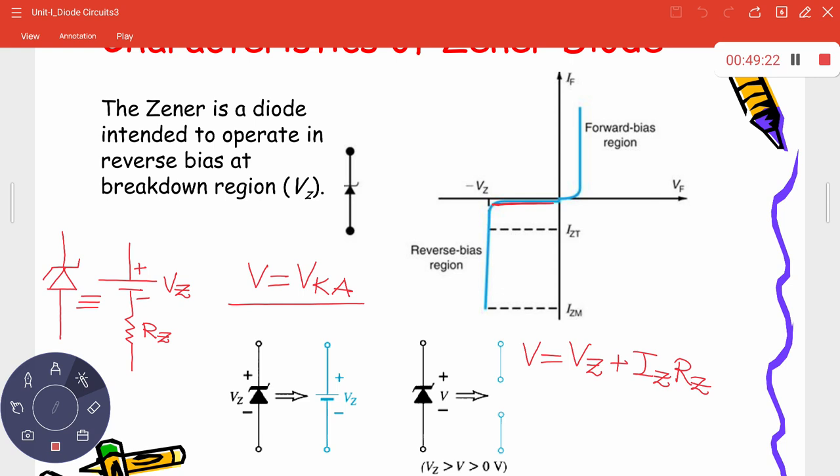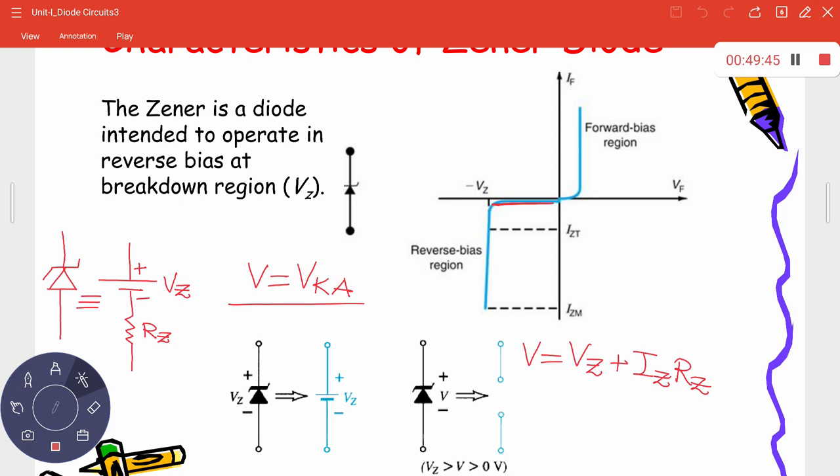But remember that this current cannot exceed a particular limit. Your IZT, that's the test current, cannot exceed a particular limit. For the forward bias region, okay, it is true. But in the reverse bias region, you might think that I can apply any voltage across this. It's not like that.